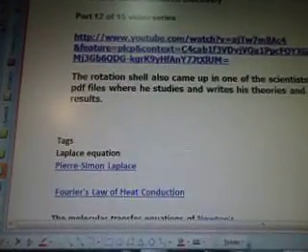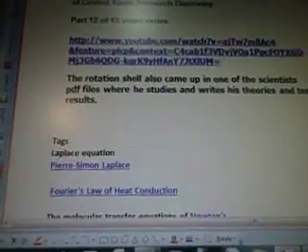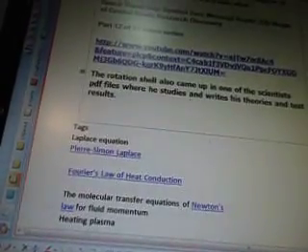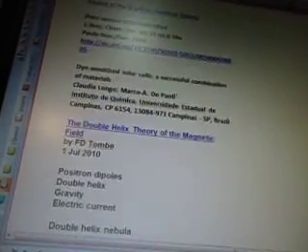The rotation shell also comes up in one of the scientist's PDF files where he studies and writes his theories and test results. Okay, I didn't look him up yet. He's in line 17A is when you see the diagrams of an actual UFO that someone else drew that I found on their blog.